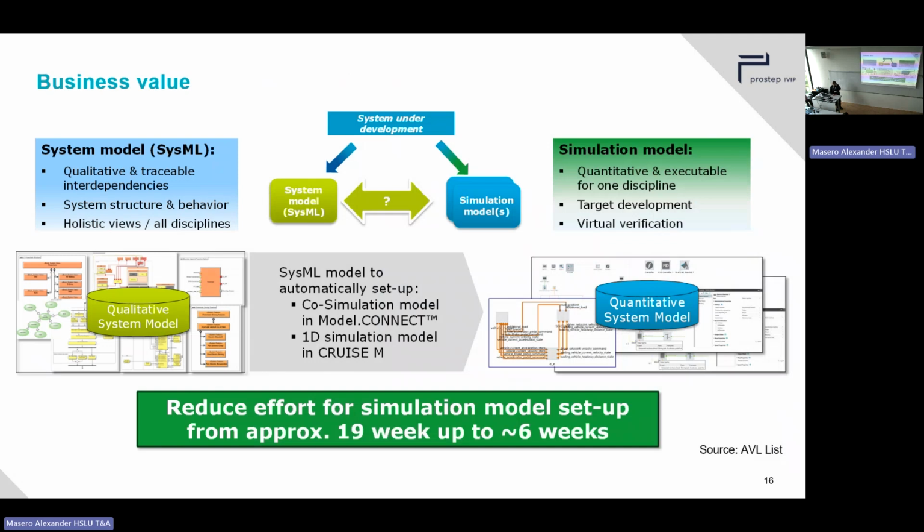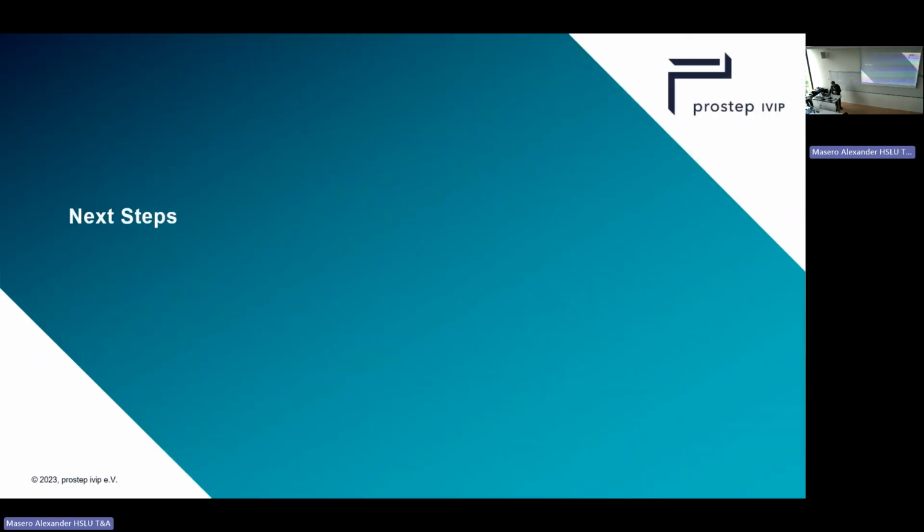And the conclusion was that for the projects that we are doing within AVL, the average, and it's just a rough estimation, the average time that it takes for setting up a system simulation model is 19 weeks. And with automatically generating an SSP package, taking over information from the system architecture model, we can most likely reduce this effort to 6 weeks, which is actually a substantial gain. So this is the current status that we have reached within the SmartSE project.